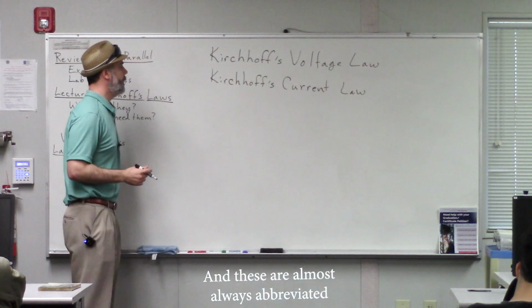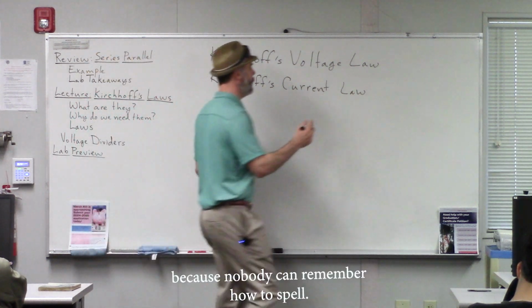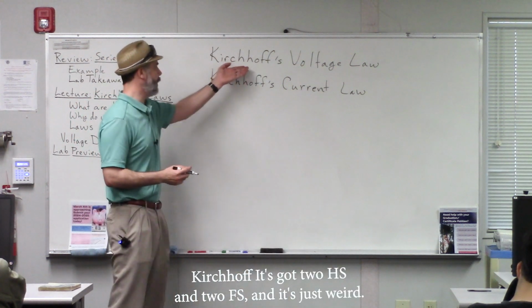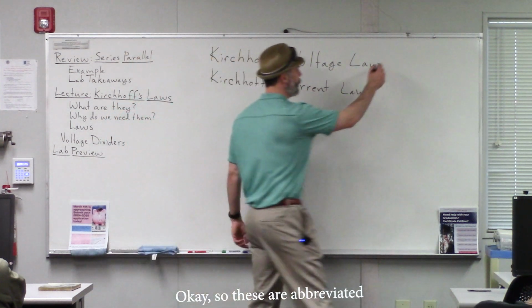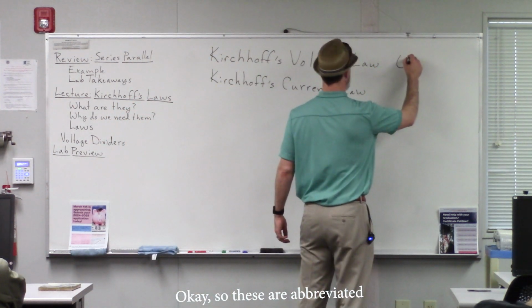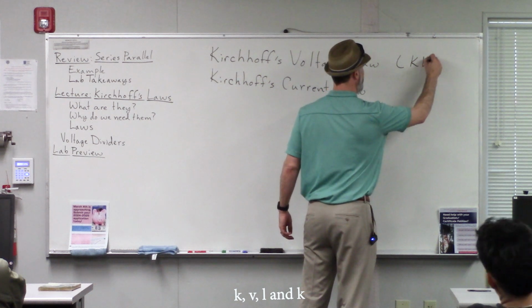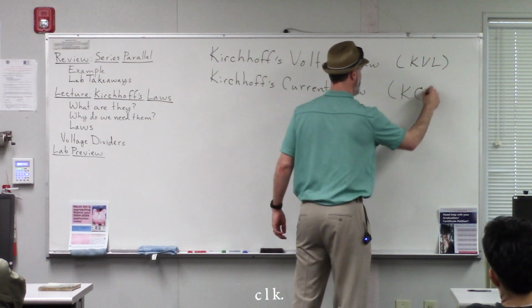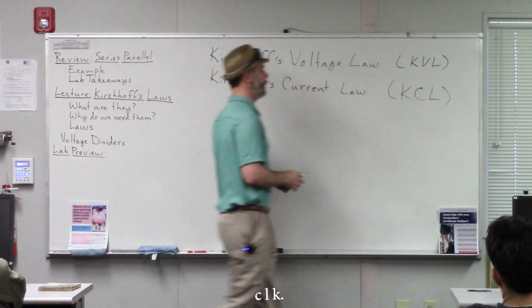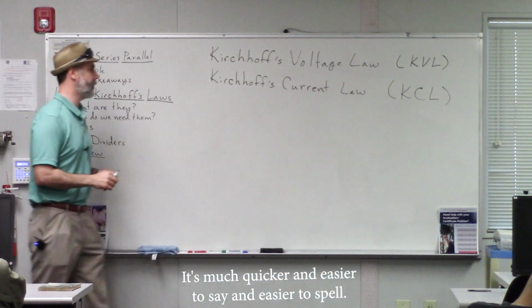And these are almost always abbreviated because nobody can remember how to spell Kirchhoff. It's got two H's and two F's and it's just weird, okay? So these are abbreviated KVL and KCL, okay? It's much quicker and easier to say and easier to spell.